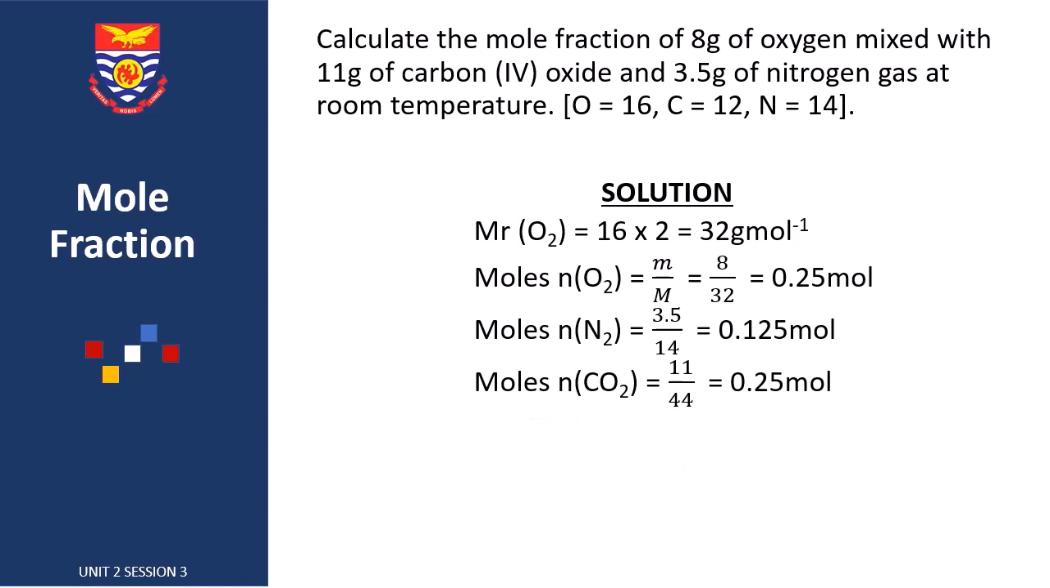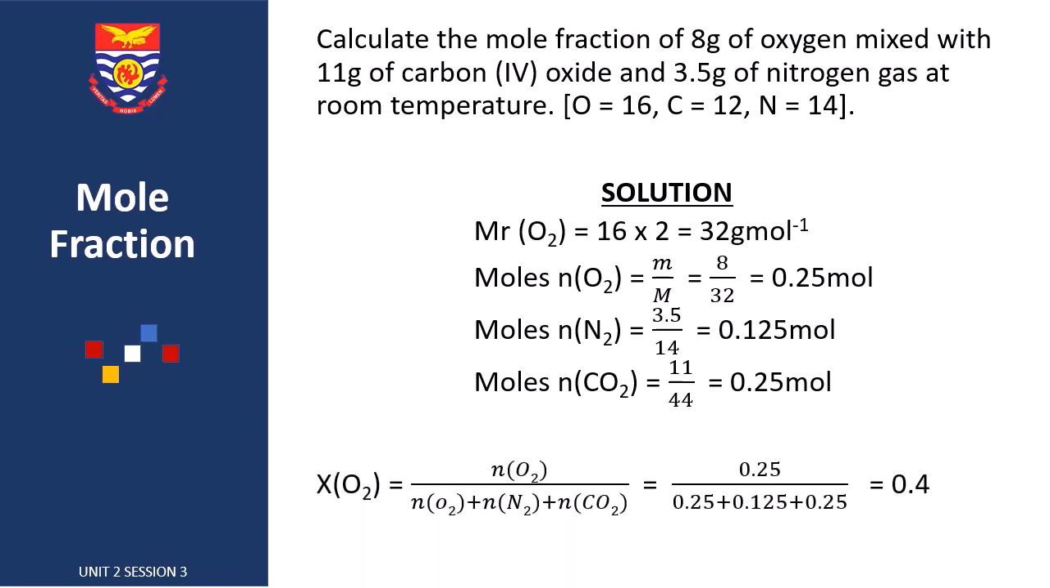Now that we have the moles, we can add the moles together to get our total number of moles, so that if we pick a particular component and we want to find its mole fraction, we just divide its moles by the total number of moles. So for example, with the mole fraction of oxygen gas, we just divide the moles of oxygen by the total number of moles, and that gives us 0.4.